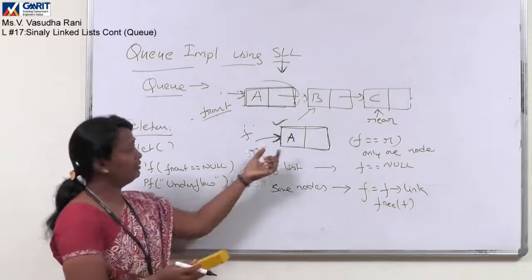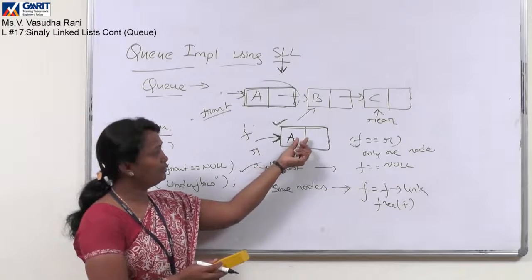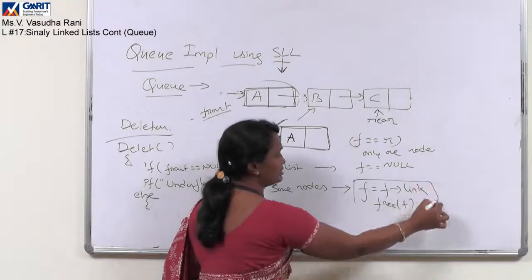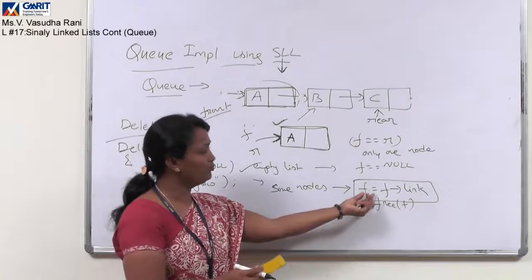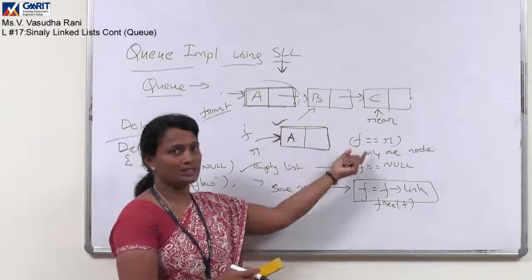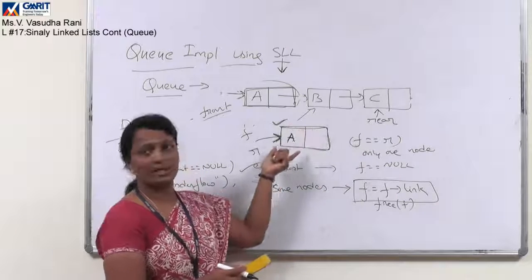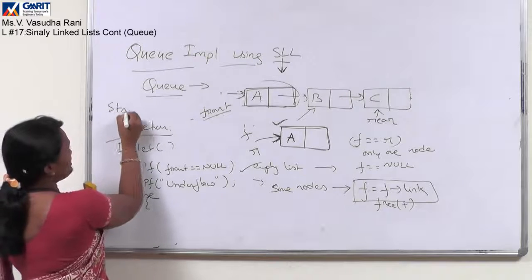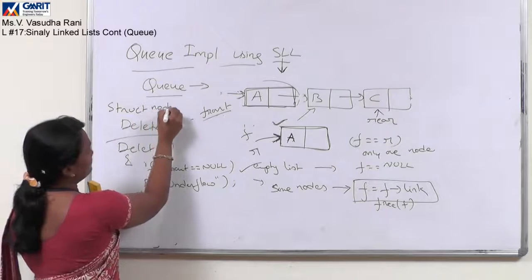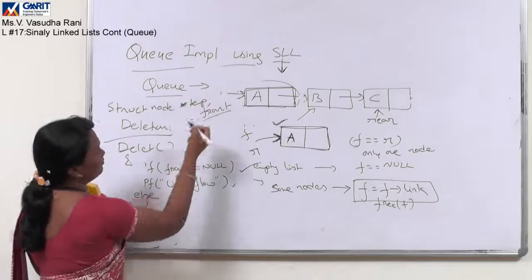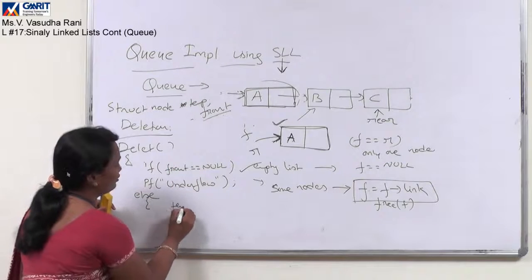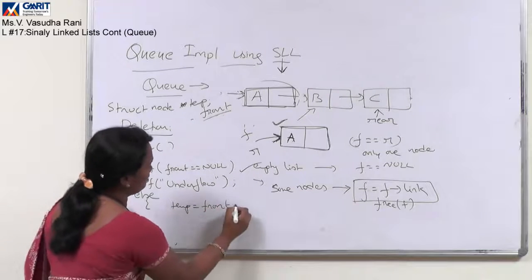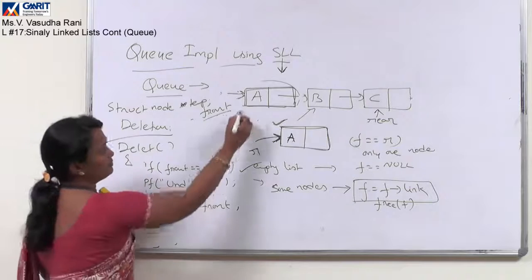and you have to free the memory that is assigned to the node to be deleted. For that purpose, before we make this move from the current front to the next node, we have to save the current front node in a temporary pointer. For that, let's take a temporary pointer, struct node, some temporary pointer. So into the temporary pointer, we'll take the front pointer, address of the first node.